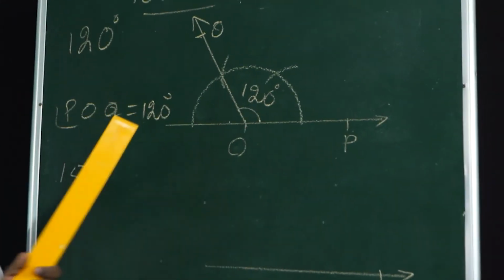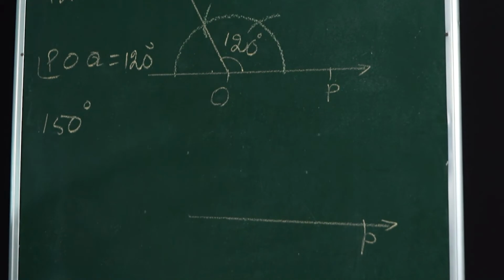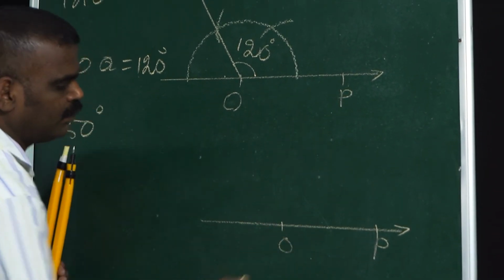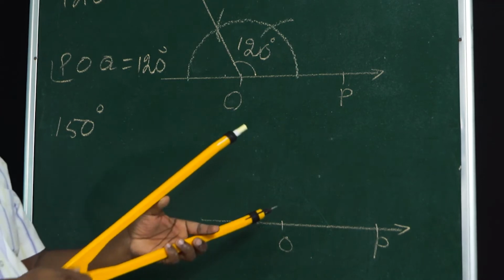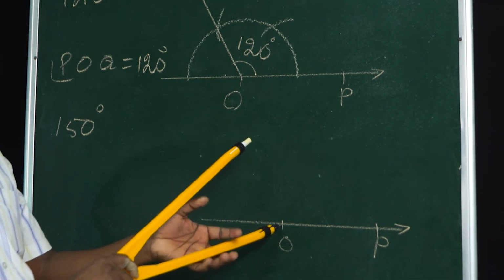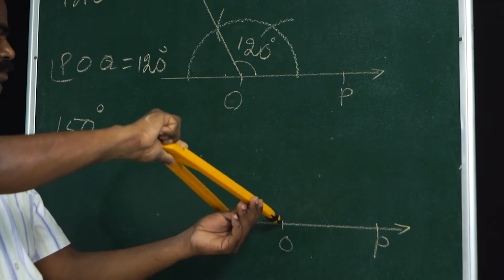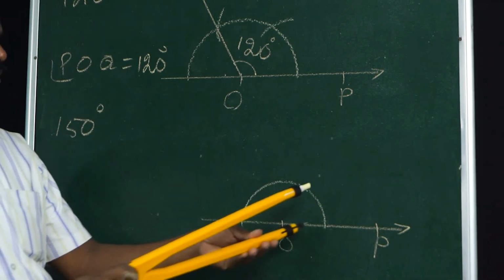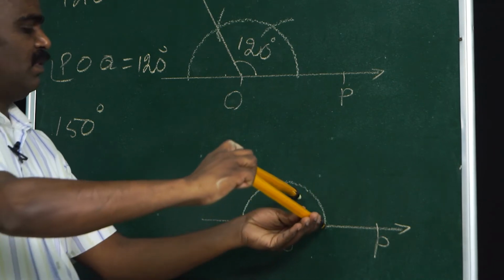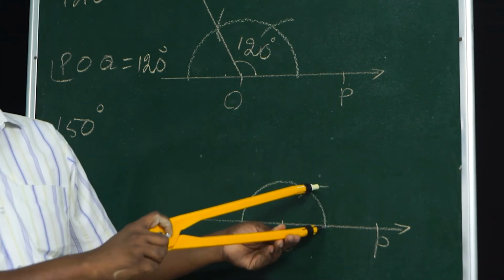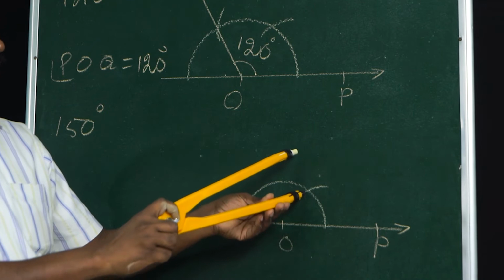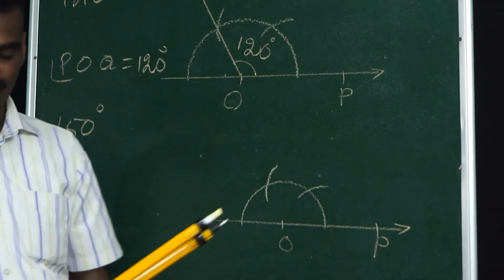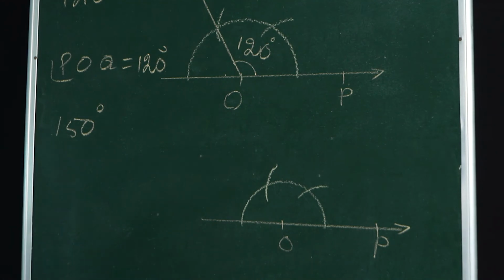Take a point O, keep the compass at point O, and draw a semicircle, right? How many degree? Yes, 60 degree. Again, another 60 degree, right? Another 60 degree.